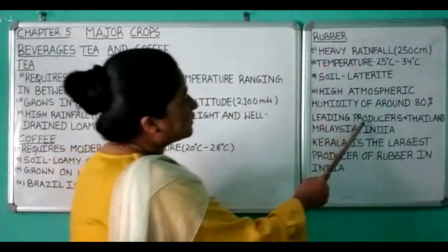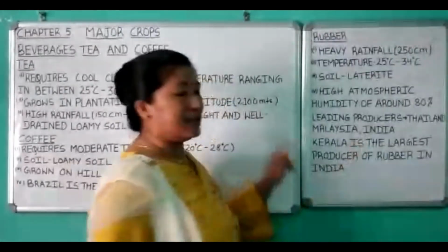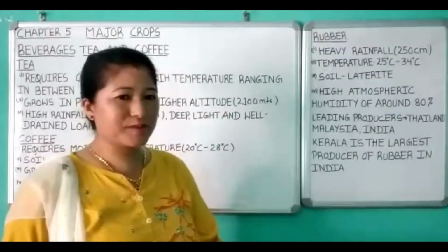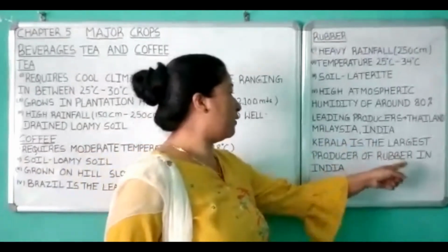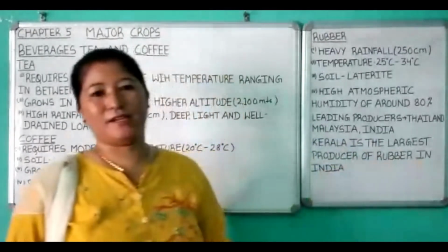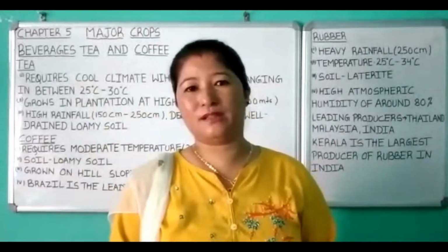Then the leading producers are Thailand, Malaysia and India. And in India, the largest producer is Kerala. So Kerala is the largest producer of rubber in India. So these are the major cash crops grown in the world.